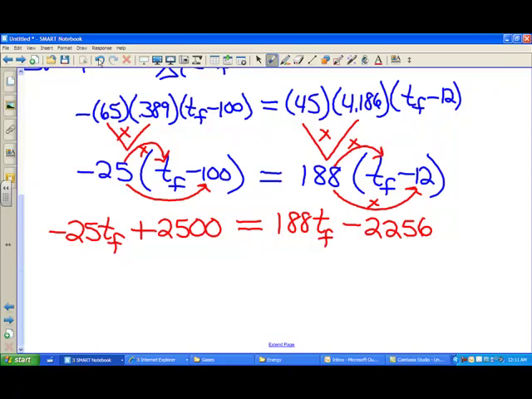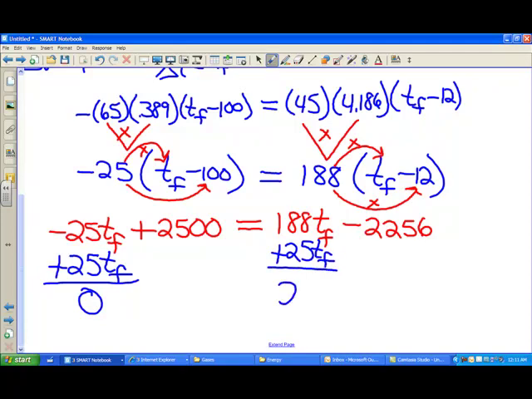Now, what we're going to do is combine like terms. I have a TF term here, and I have a TF term there. I want to combine those two terms by adding 25 TF to this side, which brings that down to 0. And then I'm going to add 25 TF over here. And when you do that, that gives you 213 TF. I still have my equal sign in here.